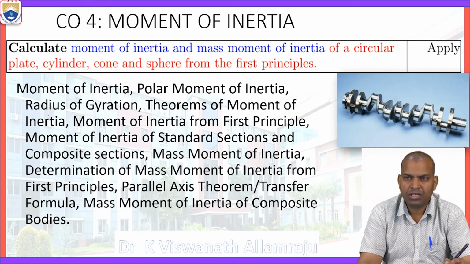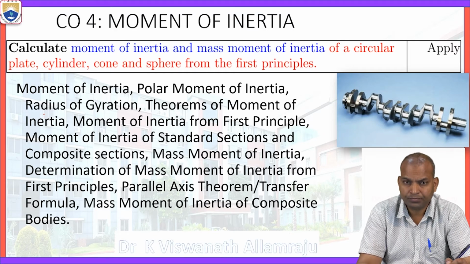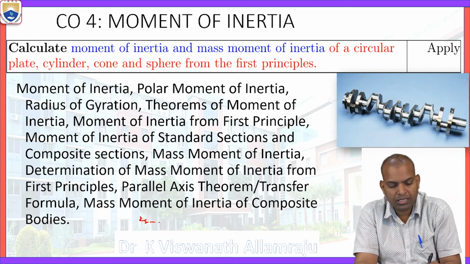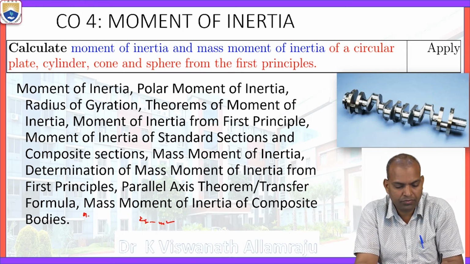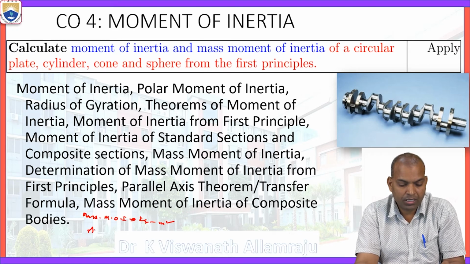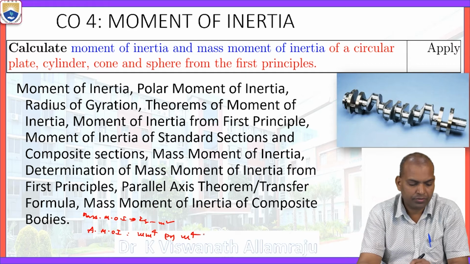This mass moment of inertia concept is highly useful in the analysis or design of shafts and the design of crankshafts, etc. The mass moment of inertia, that is Ig, has the unit kg meter square. Whereas for area moment of inertia, the unit is mm to the power 4 or meter to the power 4.